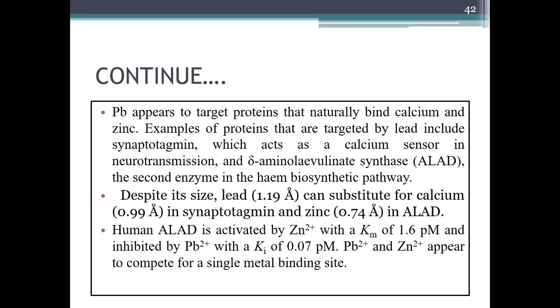Lead appears to target proteins that naturally bind calcium and zinc. Examples of proteins that are targeted by lead include synaptotagmin, a calcium sensor in neurotransmission, and aminolevulinate dehydratase (ALAD), an enzyme in the heme biosynthetic pathway. Despite the difference in size, lead can substitute for calcium in synaptotagmin and zinc in ALAD. Human ALAD is activated by zinc with a Km of 1.6 µM and inhibited by lead with a concentration of 0.07 µM. Lead and zinc appear to compete for a single metal binding site.